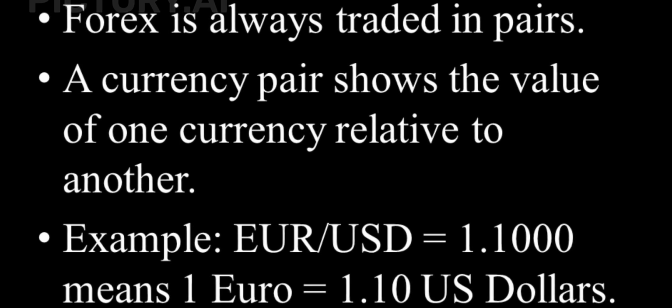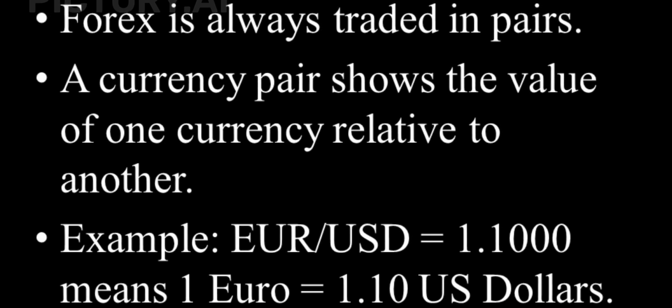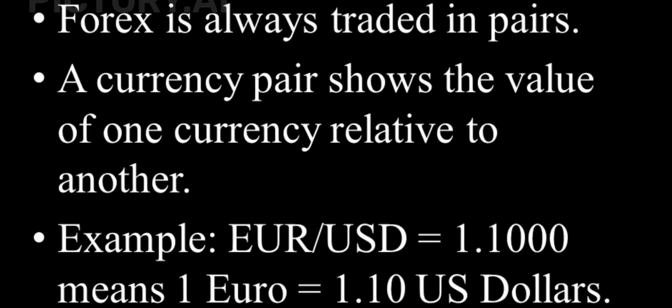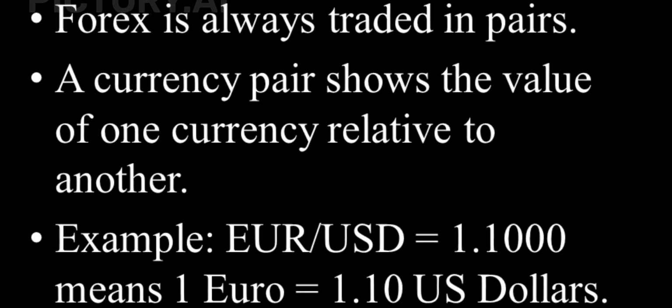Forex trading is all about currency pairs. Each pair shows the value of one currency relative to another, like the euro to US dollar pair, where 1 euro equals 1.10 US dollars.